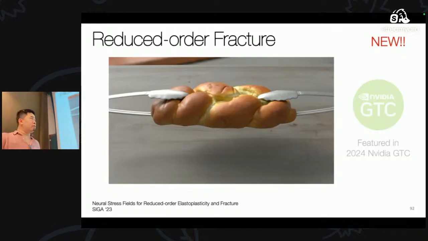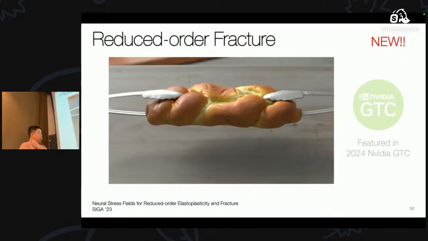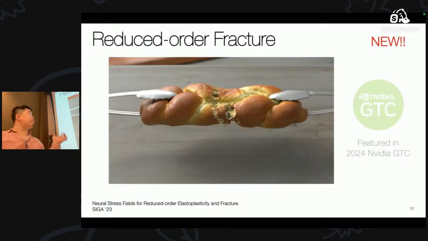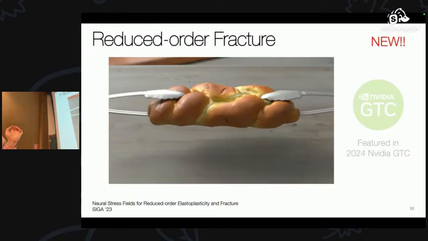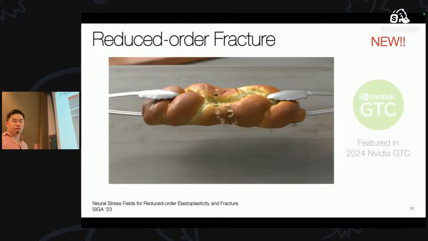To drive home the point, this is back in 2023, 2024, we can actually, for the first time, build a reduced order model for this type of data that has crazily changing topologies, all that stuff.